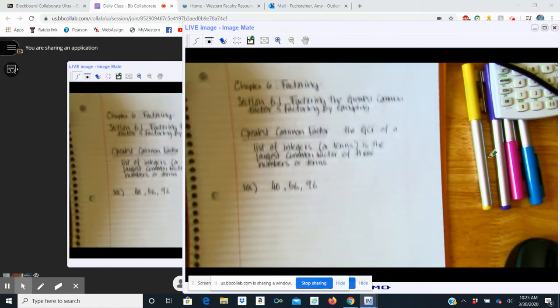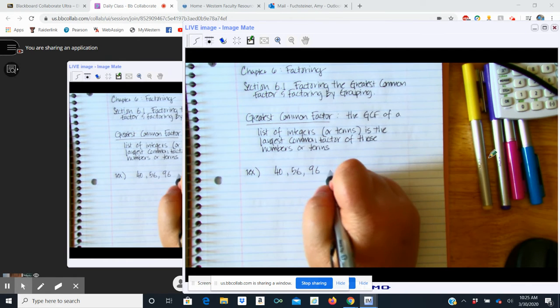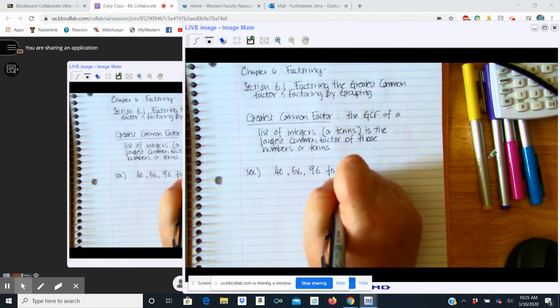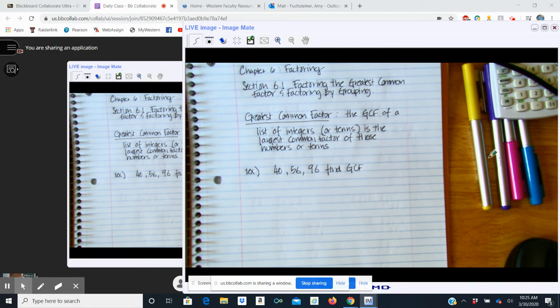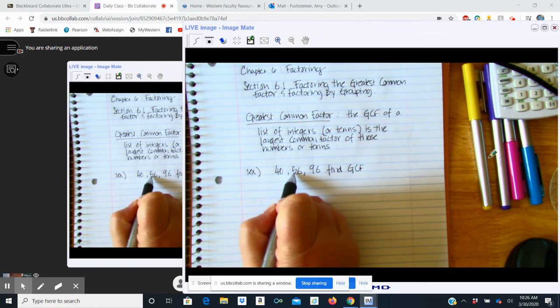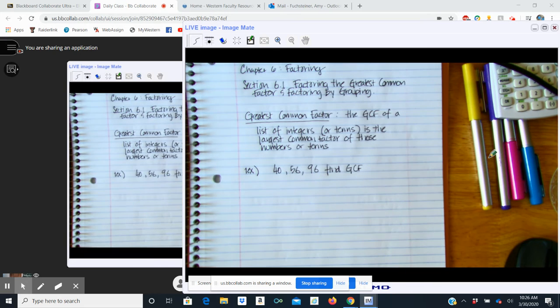All right, so for your first example, you're given the three numbers 40, 56, and 96. And you're asked to find, excuse me, you're asked to find the GCF. So how does this occur? Well, I can give you my strategy, which is, as you look at 40, 56, and 96, is there a number that goes into 40, 56, and into 96?